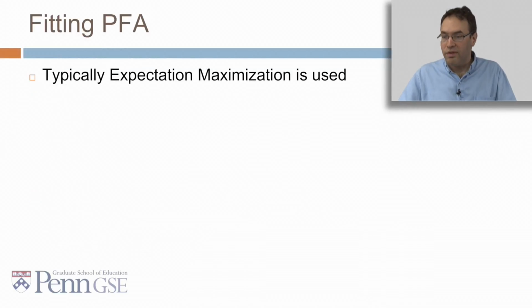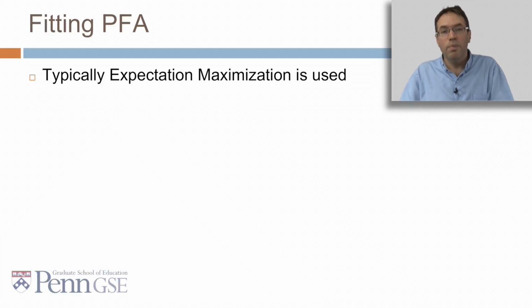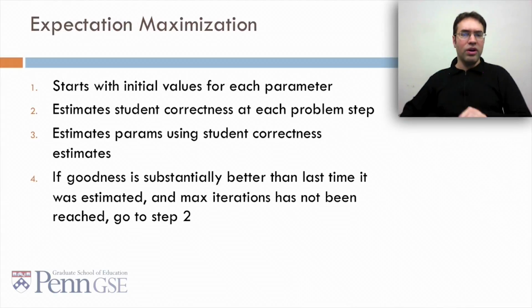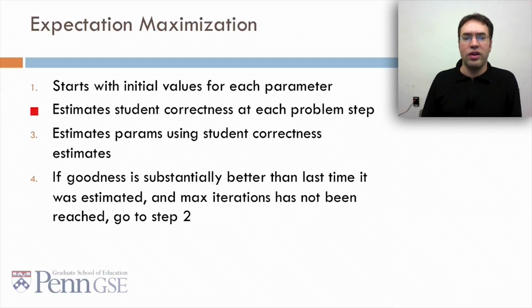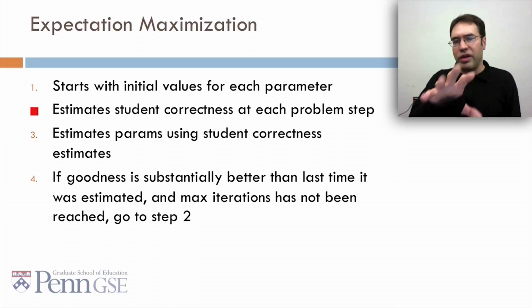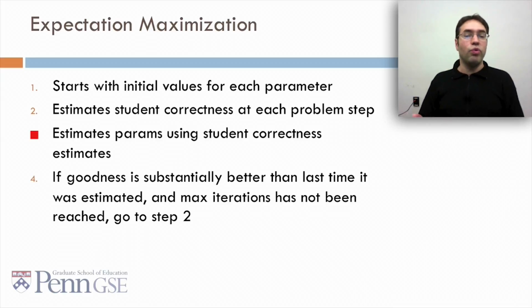So how do we fit PFA? Unlike BKT, where there's several alternatives that people consider, typically for PFA, just expectation maximization is used. It's pretty simple. First, we start with initial values for each parameter, which are typically arbitrary. We then estimate student correctness at each problem step or item based on those values. We then re-estimate the parameters using the student correctness estimate.